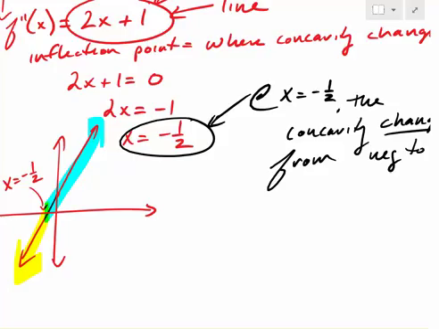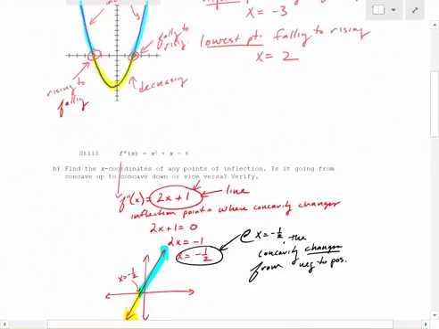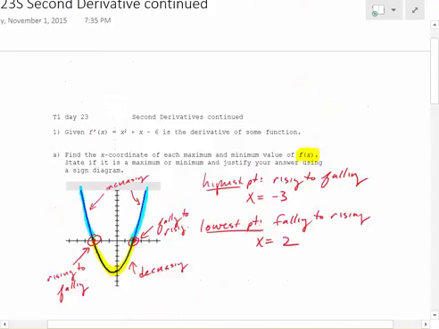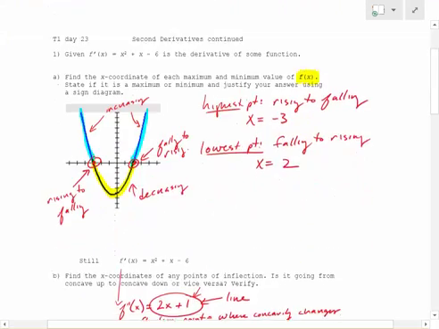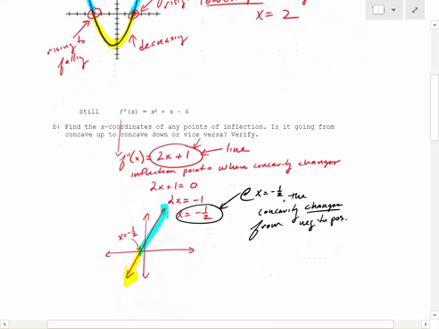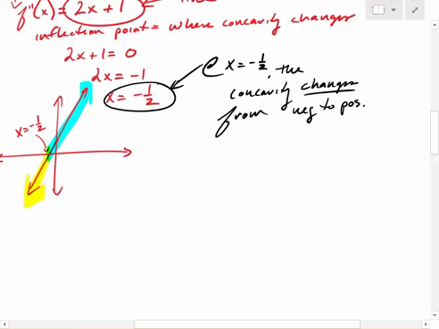The interesting thing is the number -1/2 by itself, is that a point? No. What do you need? A y value. But what's the challenge here? Do we have an f of x function? No, we don't. So we actually can't find the point right now. But we know that there's an inflection there.